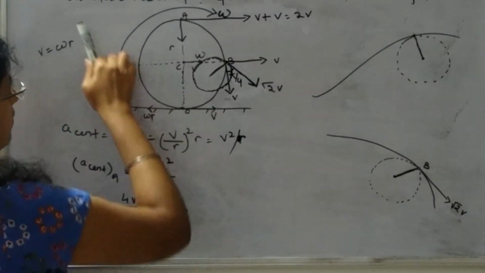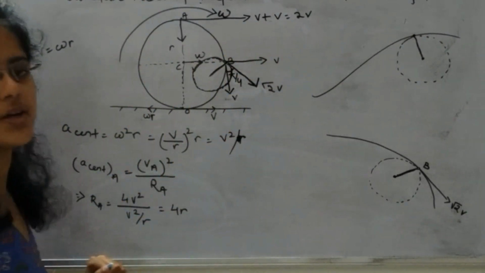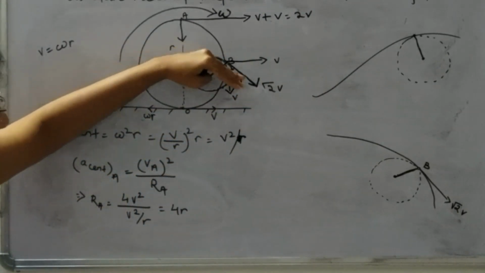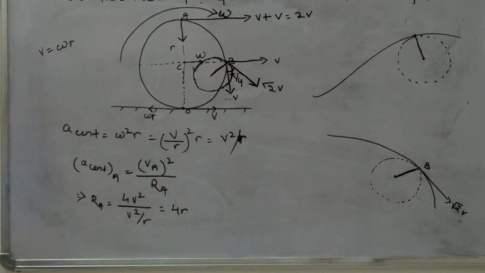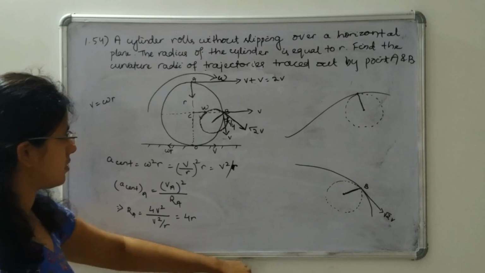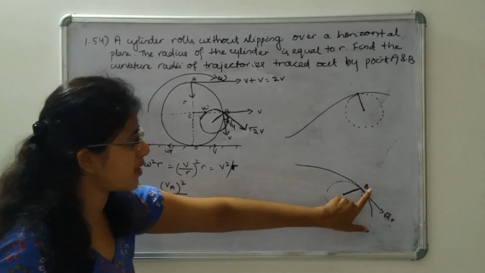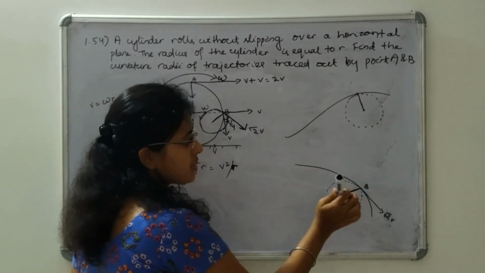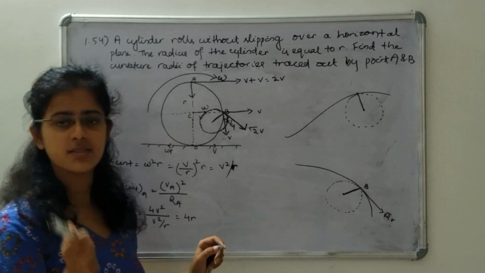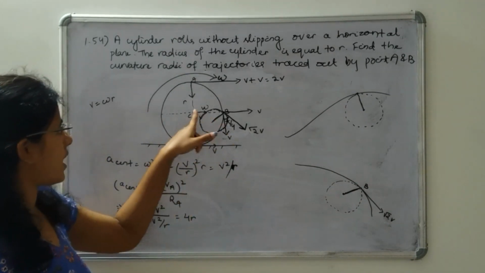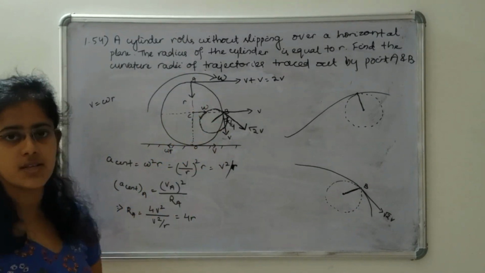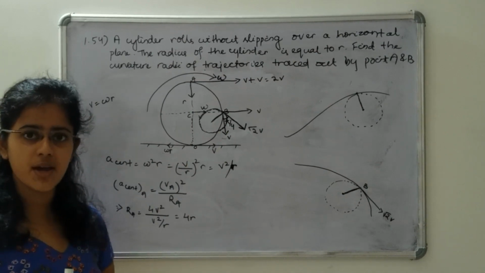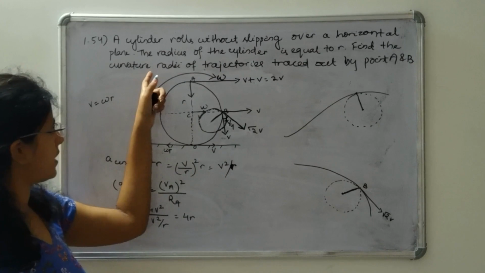We have to derive the radius of the trajectory traced out by points A and B. That means for this point B, we have seen that the resultant velocity is along this direction. How much is it? Root 2 v. The trajectory traced out by the point is like this, where the resultant velocity is in this direction. This point has tangential acceleration, centripetal acceleration, as well as the center of mass acceleration. But you have to consider only the centripetal acceleration. Why? Because you have to consider the radius of trajectory.